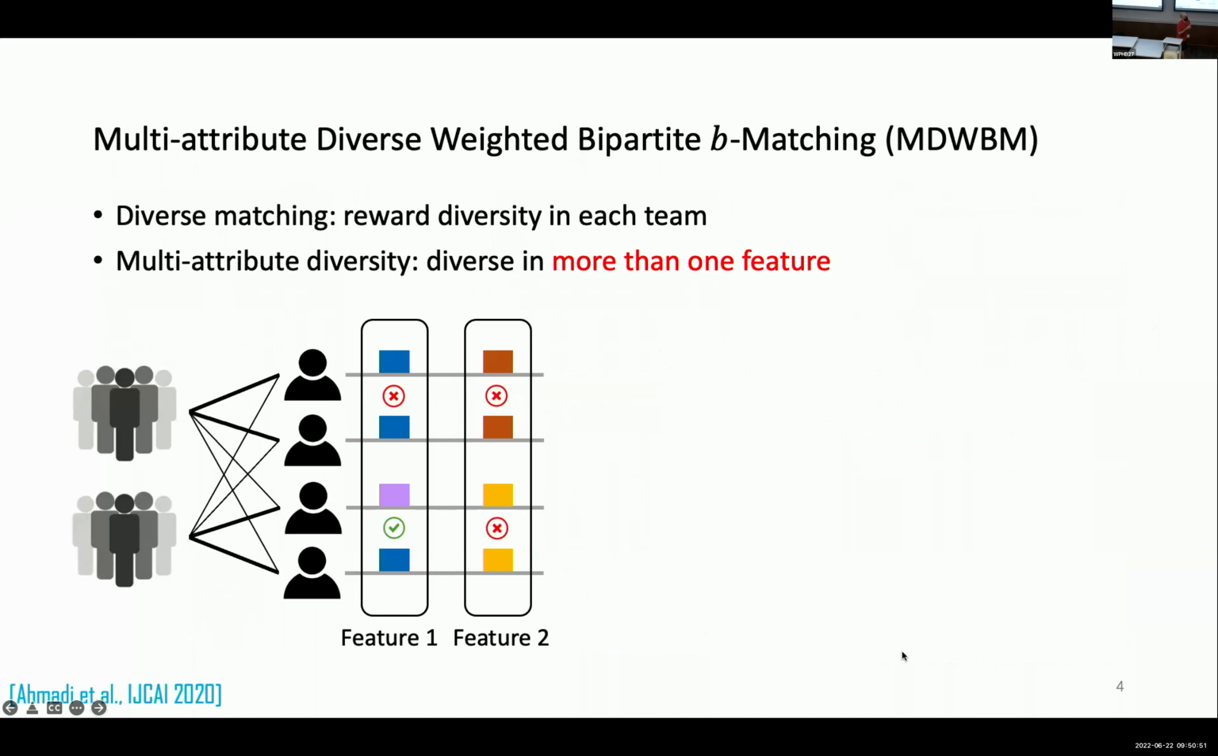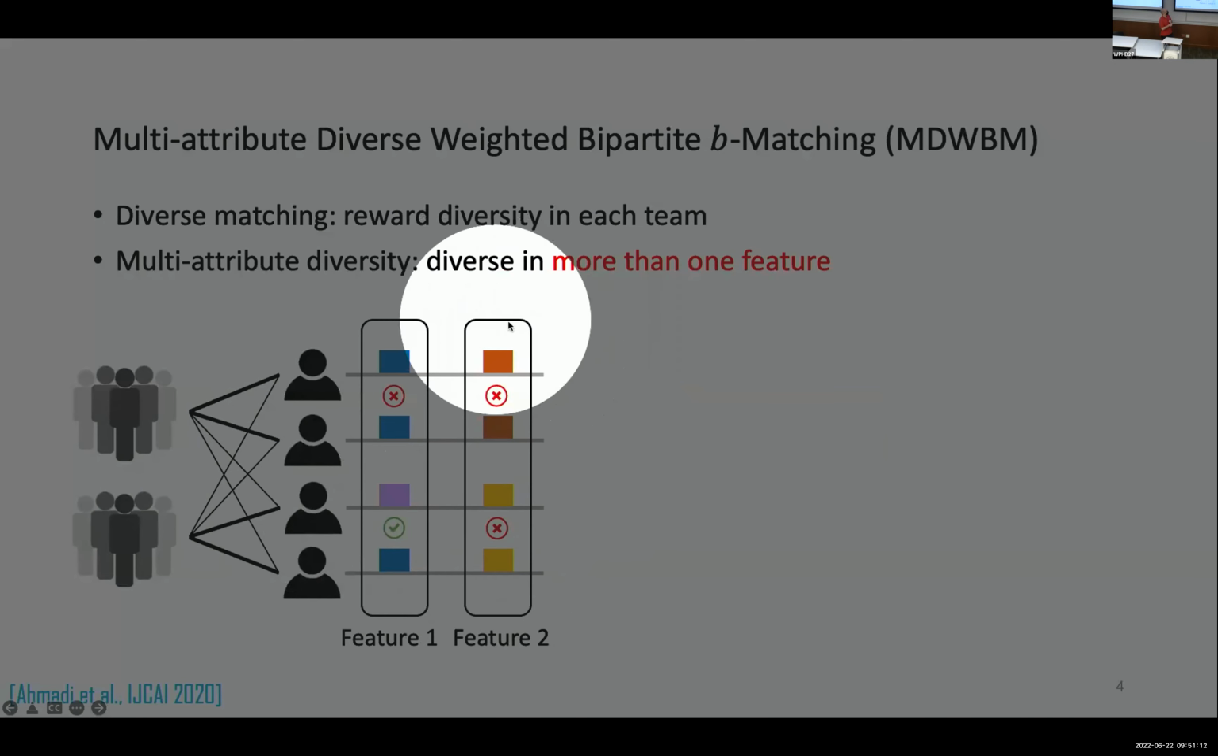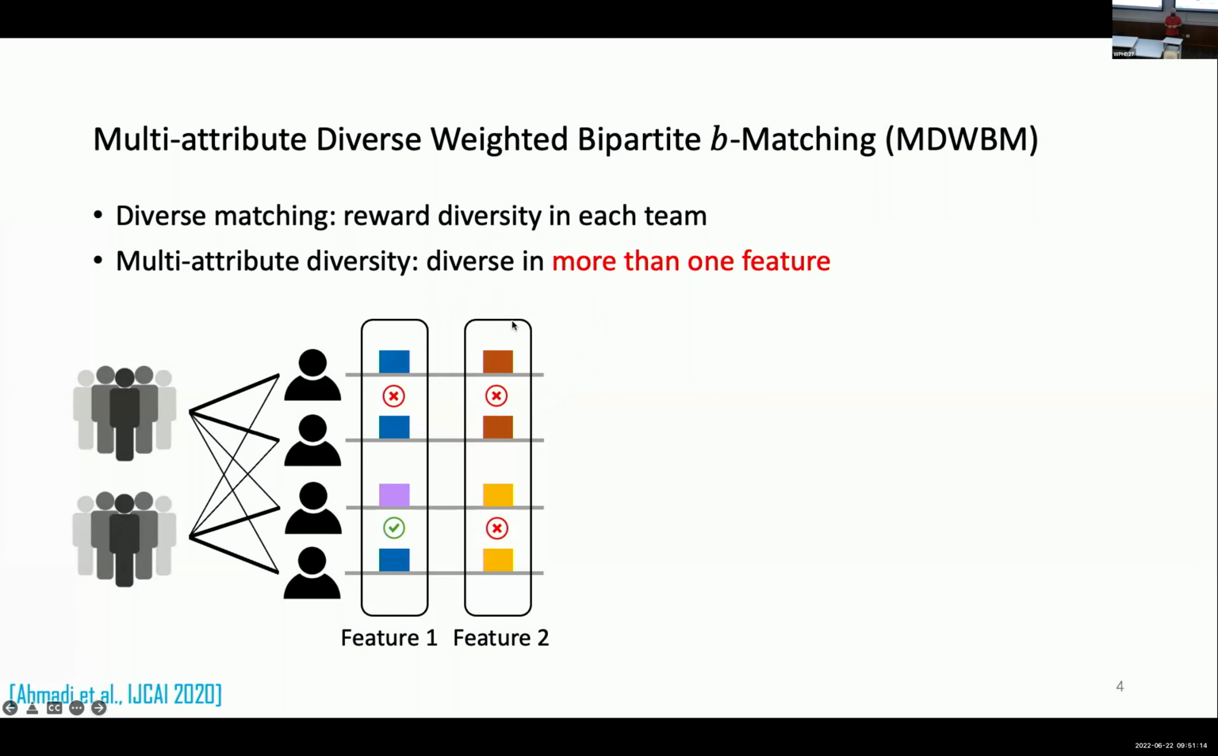So, multi-attribute diverse weighted bipartite b-matching. This is from a paper in IJCAI 2020 by previous authors. In diverse matching, we want to reward diversity in each team, and we want to do so in more than one feature. In this example, we've got two features, and I'm looking at the different colors as the different indications of the values of those features.